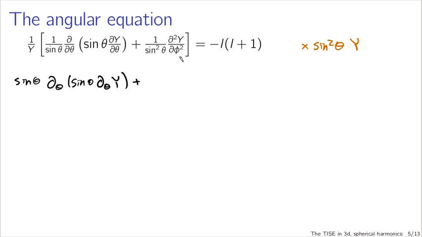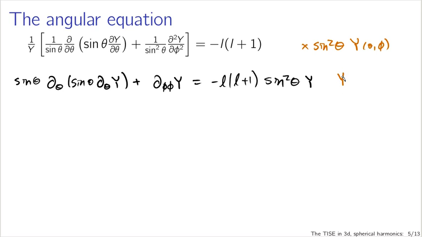plus the second partial derivative with respect to phi of y. That cancelled out basically everything. 1 over sine squared theta and 1 over y are both cancelled out by this multiplication. That then is going to be equal to minus L plus 1 times sine squared theta y on the right-hand side. Now what I want to do with this is the same sort of thing that I did with the radial part. I want to do separation of variables yet again on this partial differential equation in an attempt to separate out the theta and phi dependence, keeping in mind this y is a function of theta and phi.